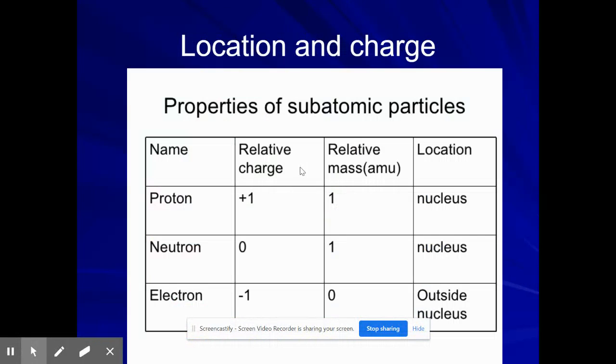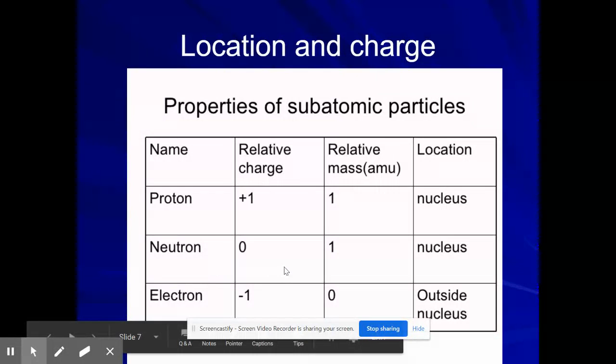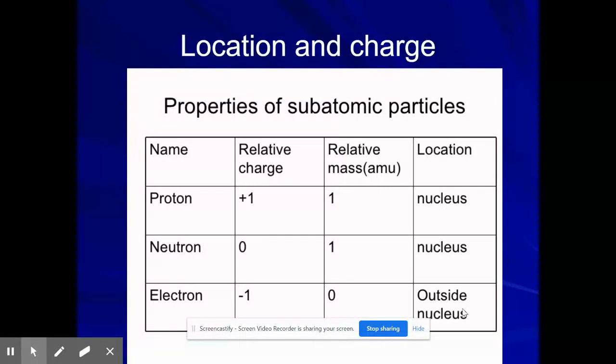When we talk about charge and location, the proton has a relative charge of positive 1. Its mass is 1, and its location is in the nucleus. Again, your neutrons have a charge of 0, but they also have a mass of 1. Again, these two together in the nucleus make the mass of the atom. Electrons have a charge of negative 1. They are super, super teeny tiny, so we say they have a mass of mostly 0, and they're located outside the nucleus in the electron shells or the orbitals.